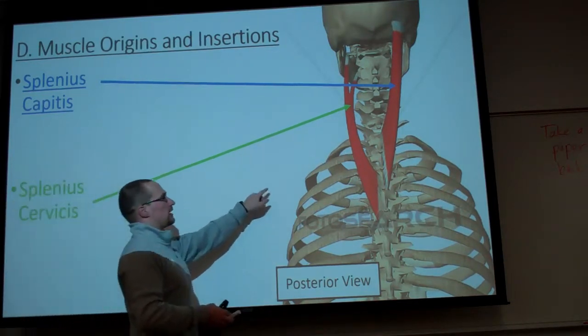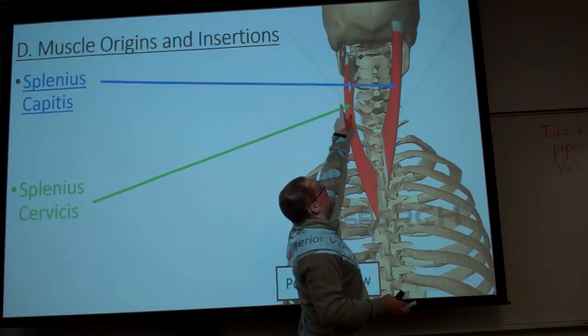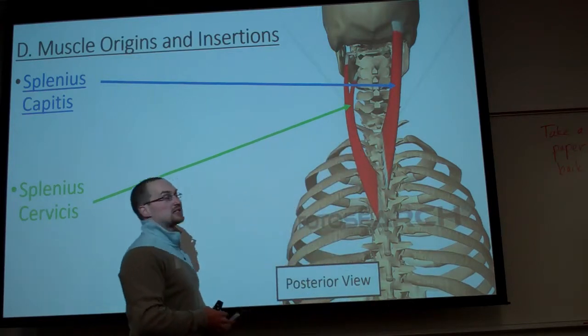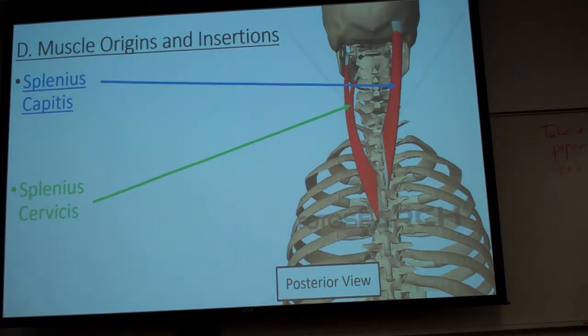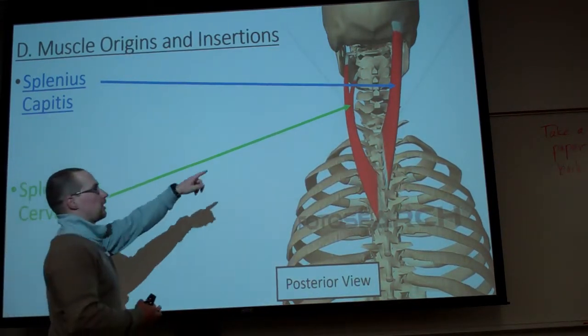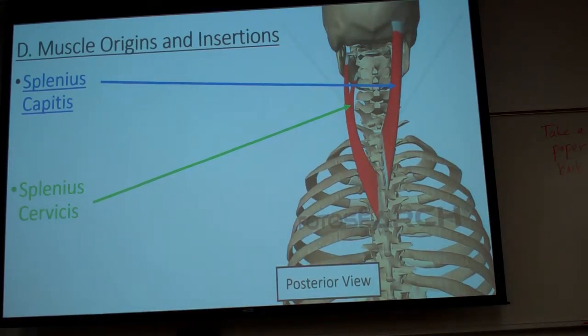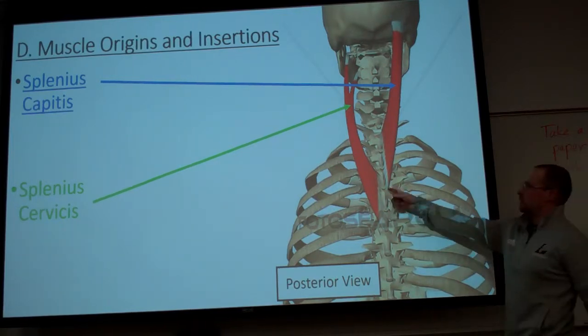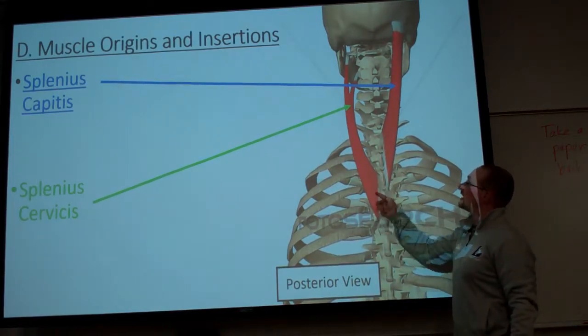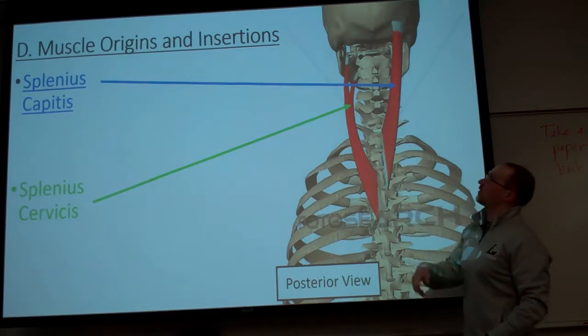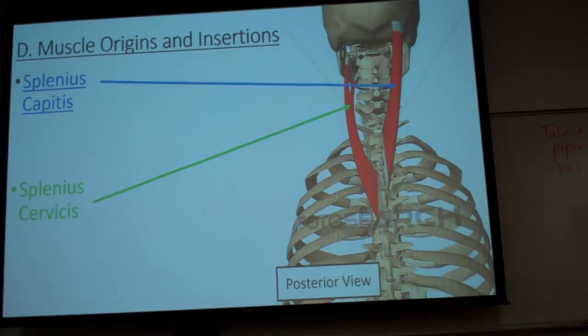So notice here in green, it's going to insert the transverse processes of the first 3 cervical vertebrae. It's going to insert up there. And that's going to originate, come all the way down to thoracic vertebrae T3 through T6. So here's the origin, T3 through T6, and it inserts at cervical vertebrae C1, C2, and C3.